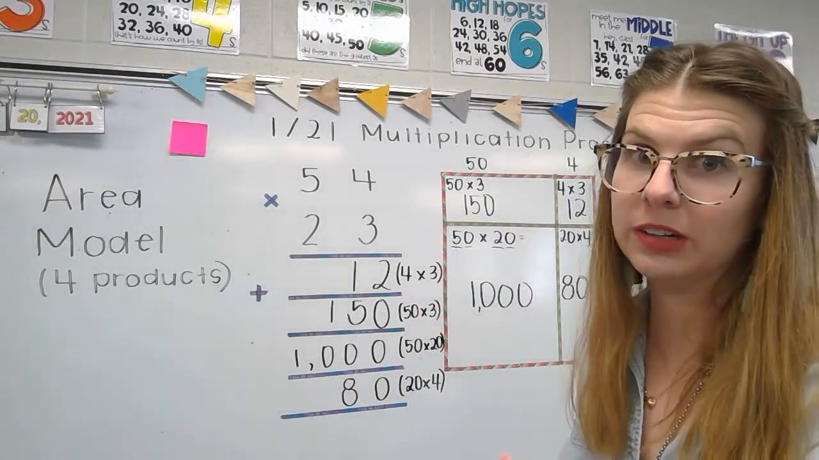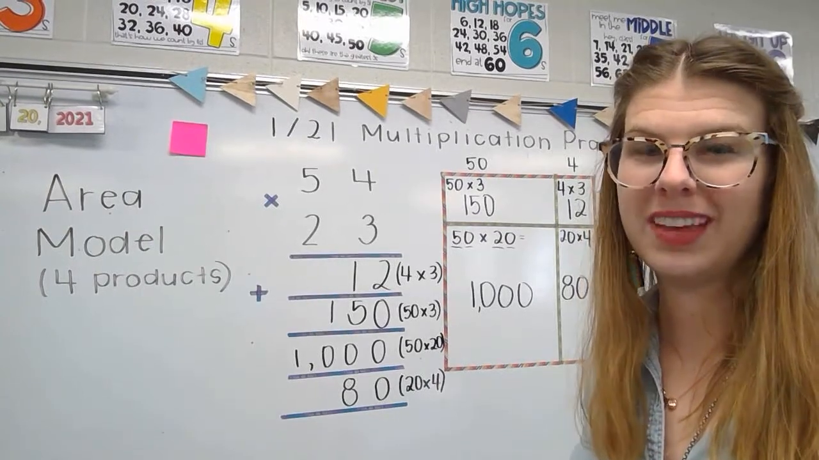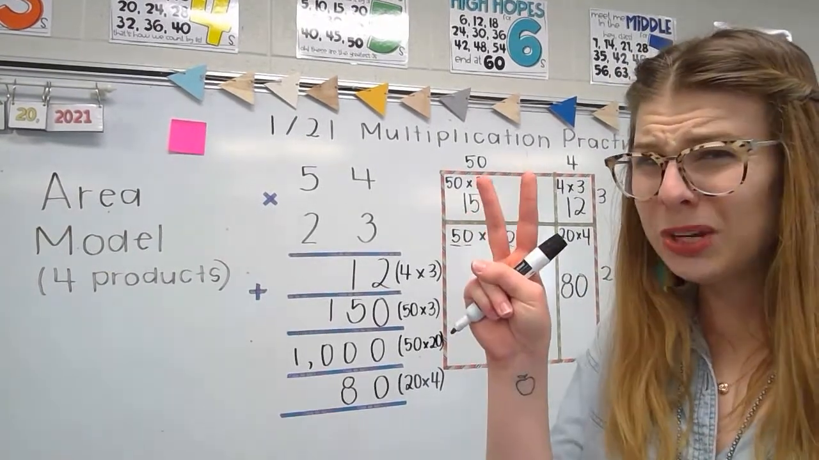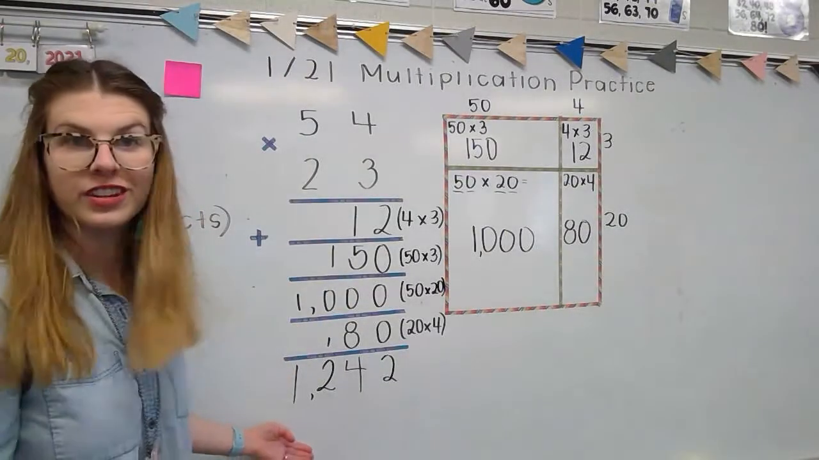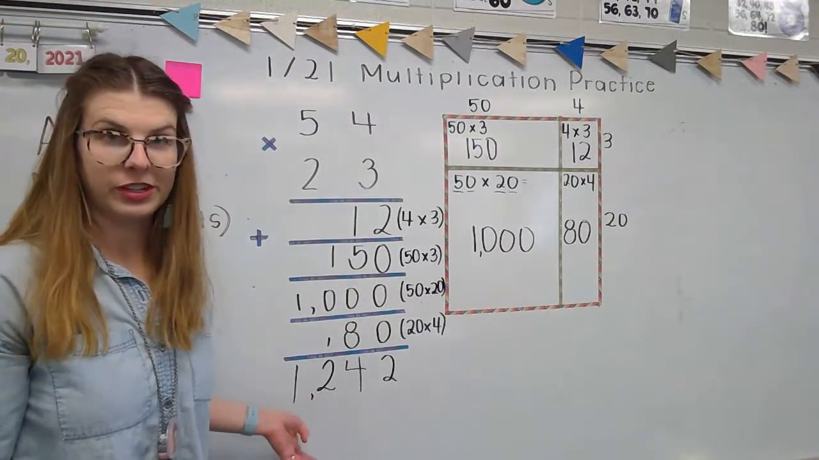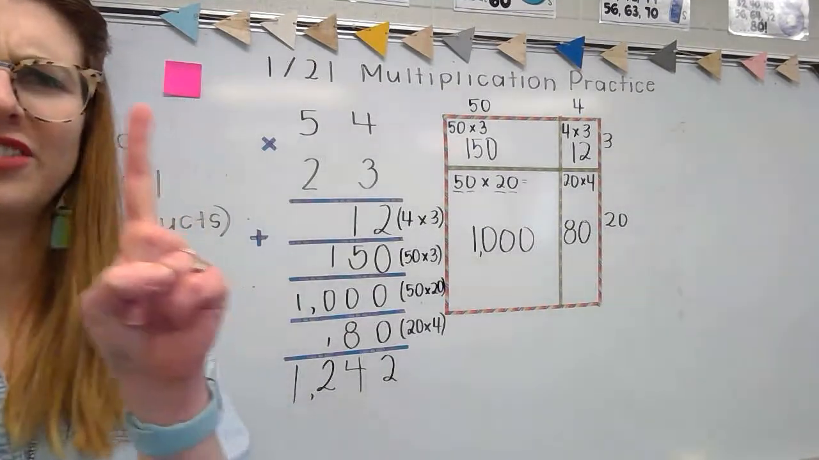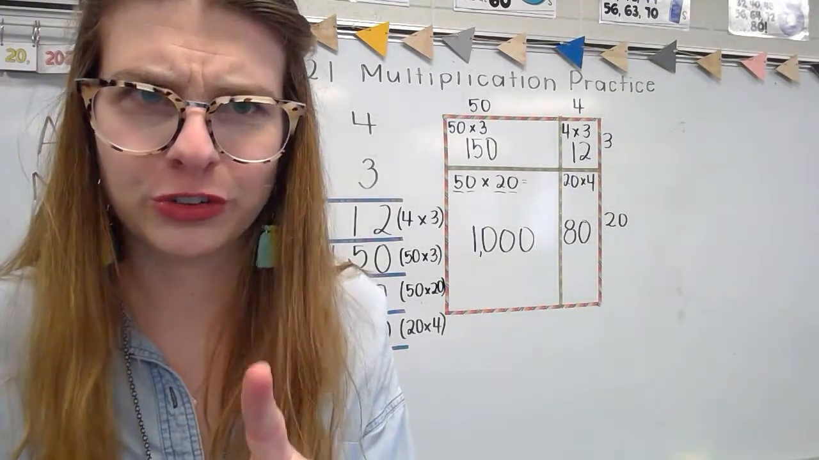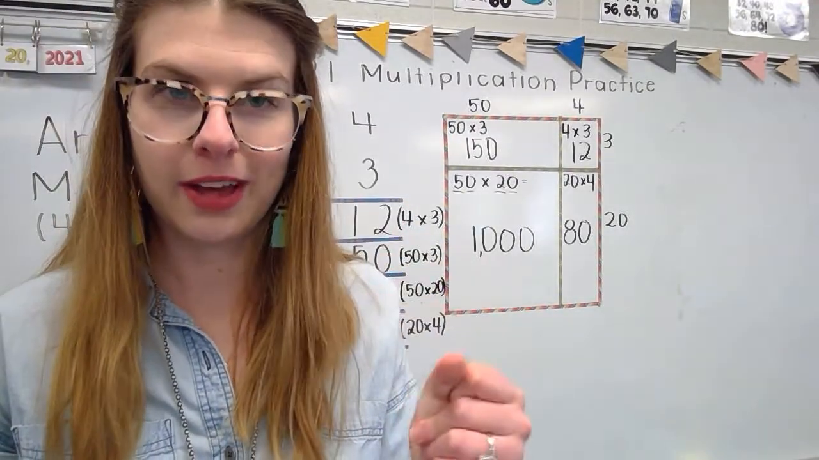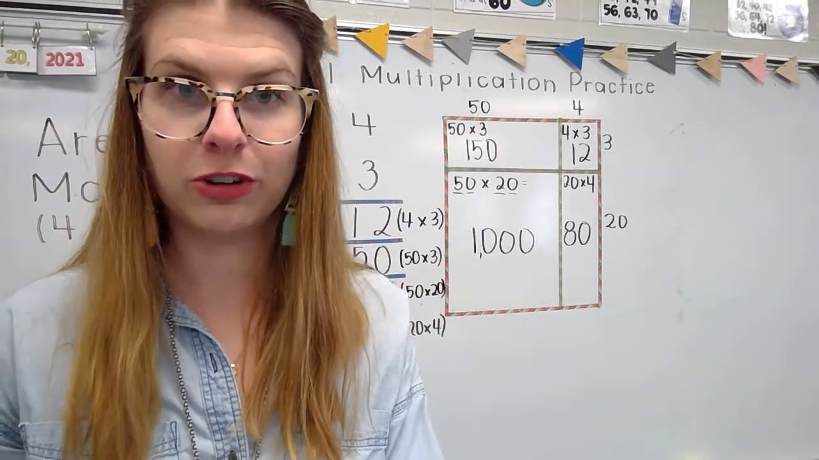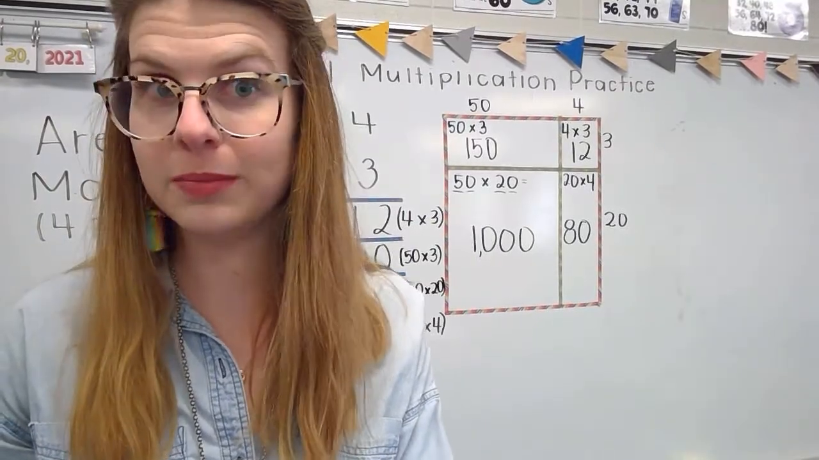Now, if you don't want spoilers, then you better pause me because I'm going to reveal the answer in 3, 2, 1. We have an answer of 1,242. That was one strategy. And we're actually going to go faster from here because each strategy gets more and more efficient as we go. So find some room in your math journal because we're going to move on to another problem.